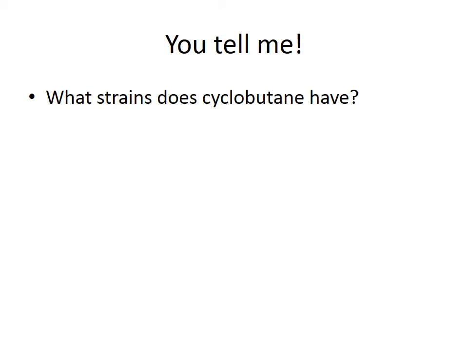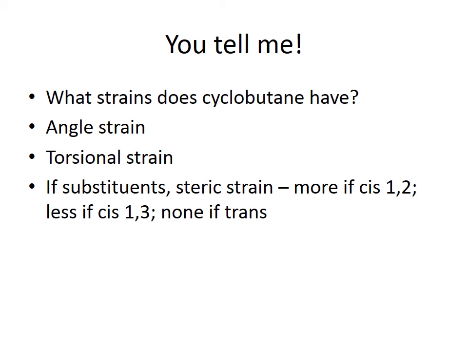So you tell me, what strains does cyclobutane have? Angle strain and torsional strain. And if we did put substituents on it, we would then have steric strain. There's more if they're adjacent to each other. So 1,2 would have more if it was cis 1,2, less if cis 1,3. If you have trans, there's no steric strain between the substituents. There's a tiny amount of steric strain between the substituent and the hydrogens, but it's minor.